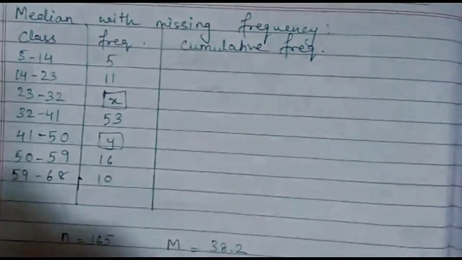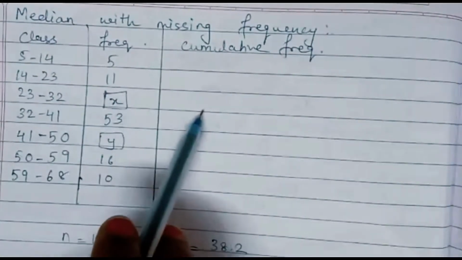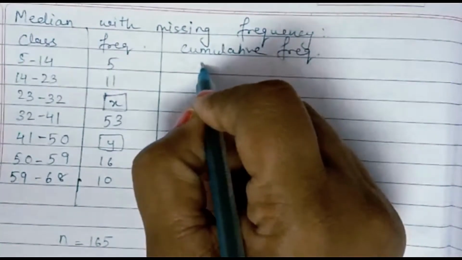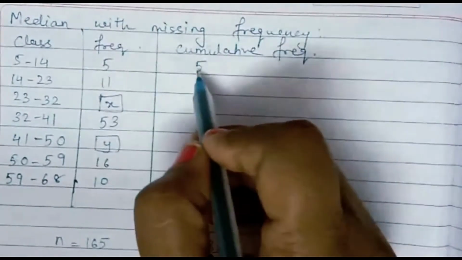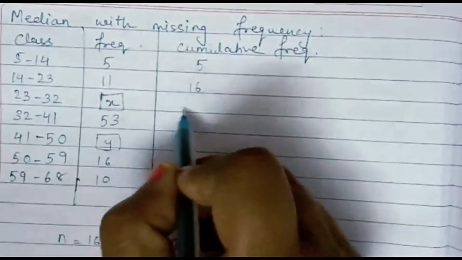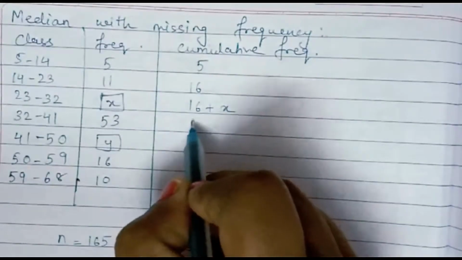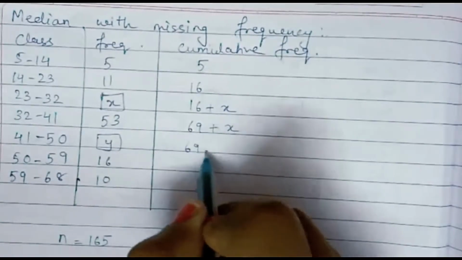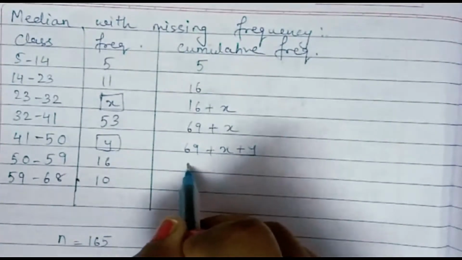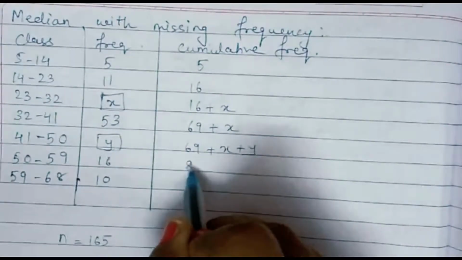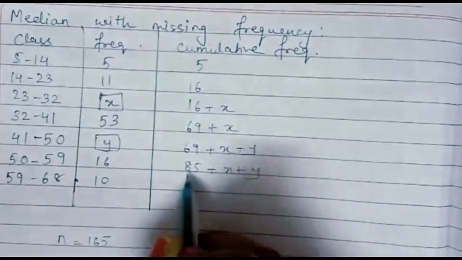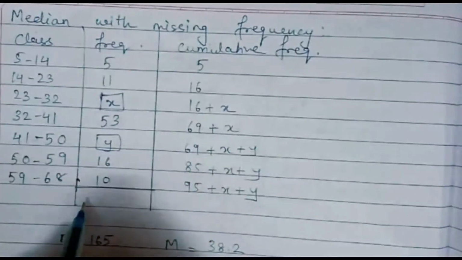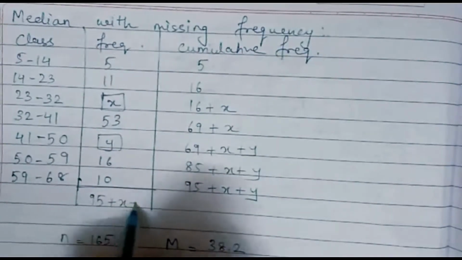Whenever we are finding median, normally we draw three columns and obtain the cumulative frequency. So let us first obtain the cumulative frequency. You know how to obtain it. 5 plus 11, 16, then keep on adding: 16 plus x, then 16 plus 53 will become 69 plus x, then 69 plus x plus y, then 69 plus 16 which will be 85 plus x plus y, 85 plus 10 will be 95 plus x plus y. So it is obvious that the last total must be 95 plus x plus y.